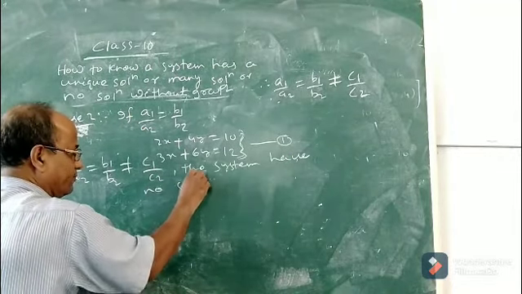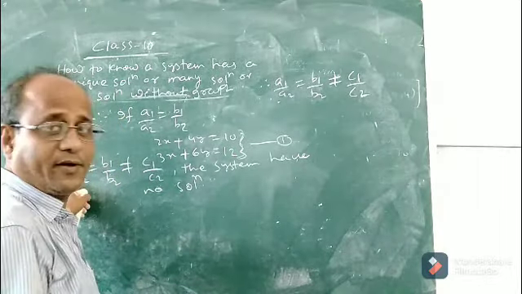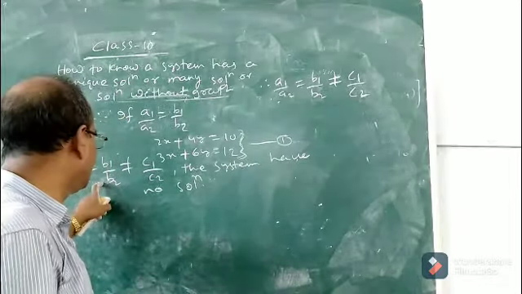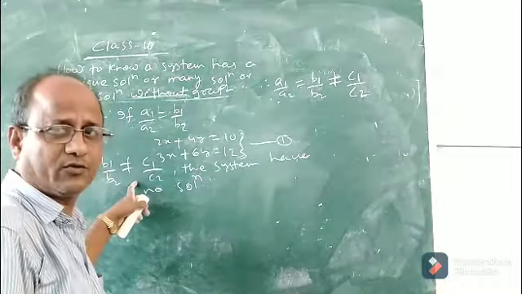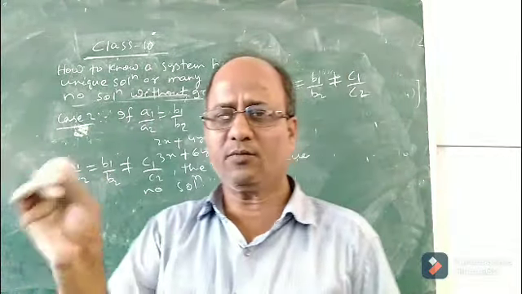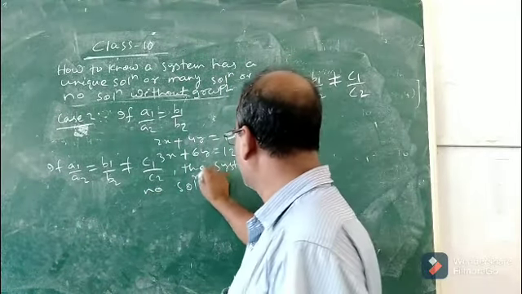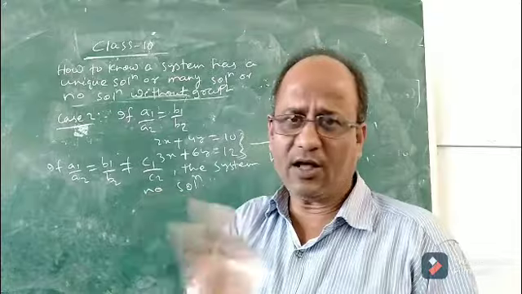Why no solution? Why this system will have no solution? Because the ratio of A1 by A2 is equal to B1 by B2 and both are not equal to C1 by C2. This is the second case we have to remember. If A1 by A2 equal to B1 by B2 but both are not equal to C1 by C2, then the system will have no solution.